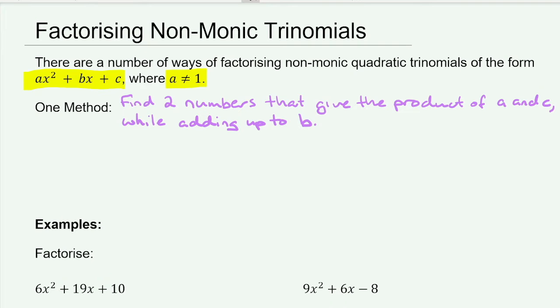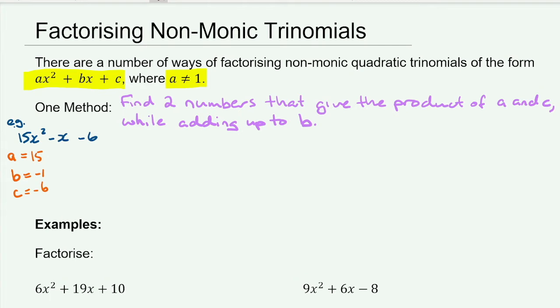Let's look at a quick example of that. Very quickly, we've got 15x squared minus x minus 6. So there's our example. A equals 15, B equals minus 1, C equals minus 6. You need to be able to identify which bit is A, B, and C.